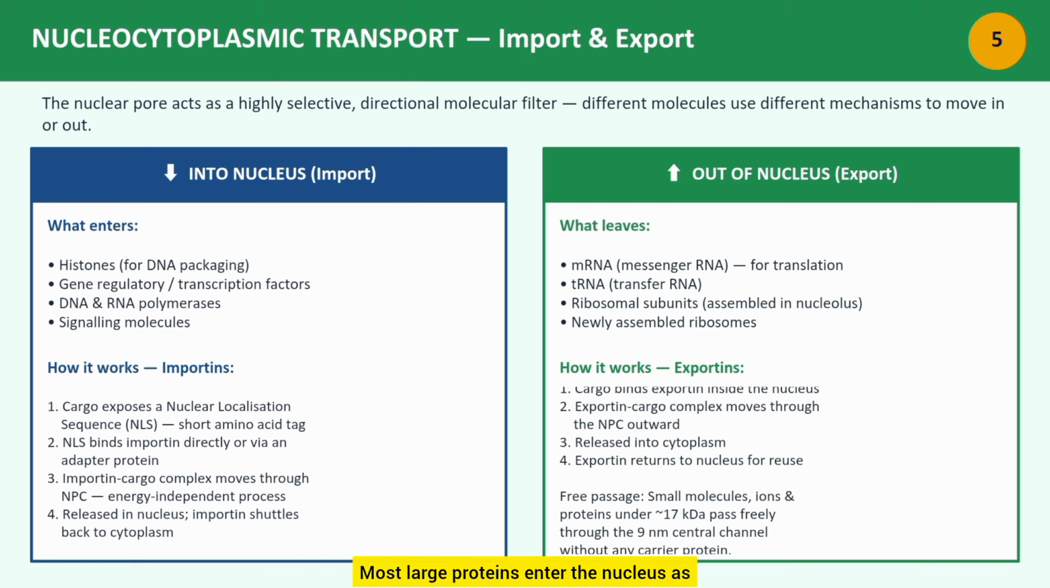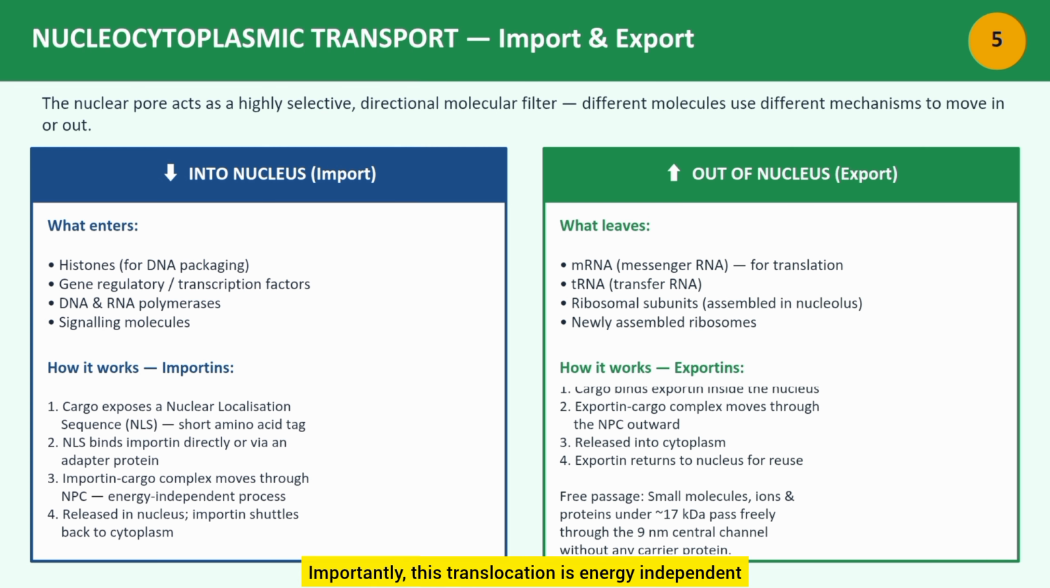How? Most large proteins enter the nucleus as complexes with specific carrier proteins called importins. Here's the sequence. Step 1. The cargo protein carries a short sequence of amino acids called a nuclear localization sequence, or NLS. This is basically its entry visa. It marks the protein as something that belongs in the nucleus. Step 2. The NLS binds to an importin, either directly or through an adapter protein. Step 3. The importin-cargo complex moves through the NPC.